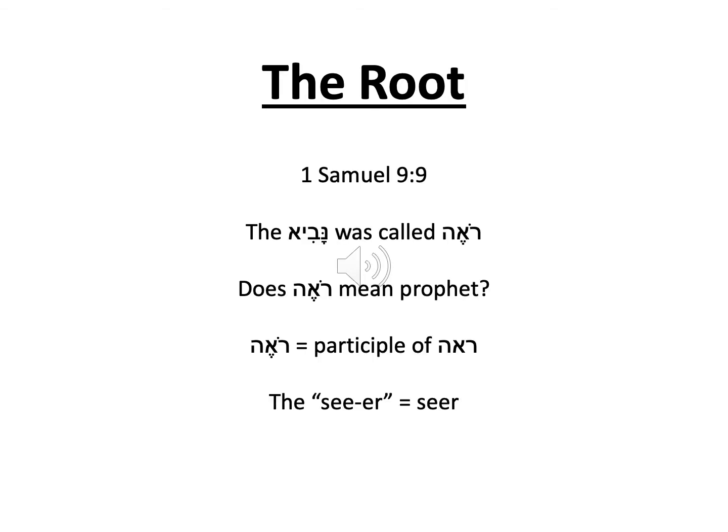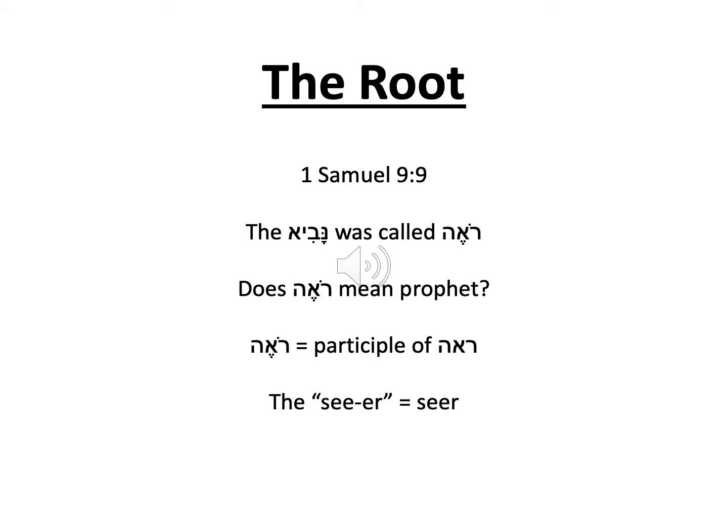Let's look now at an example of semantic context in the examination of the root of a word from 1 Samuel chapter 9, verse 9. This is the story of where Saul and his servant are looking for the lost donkeys, and they say, let's go visit Samuel. However, we're given a little note that tells us that the Navi was in those days called a roeh. The question, though, is, does roeh mean prophet?